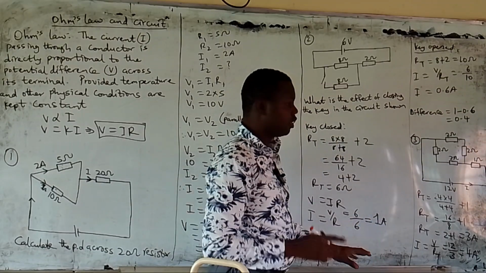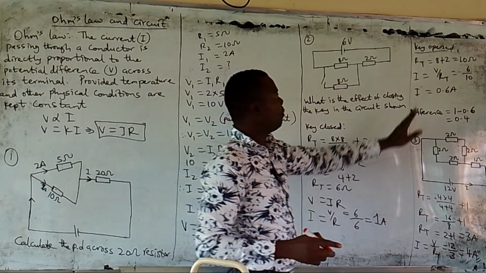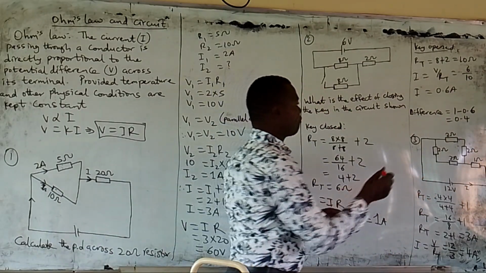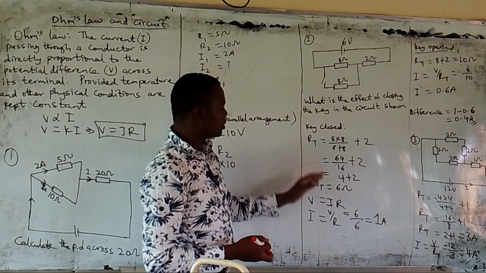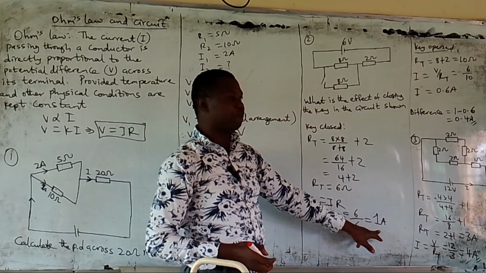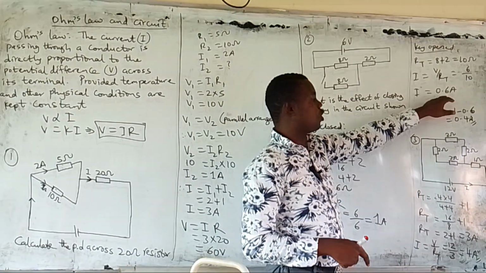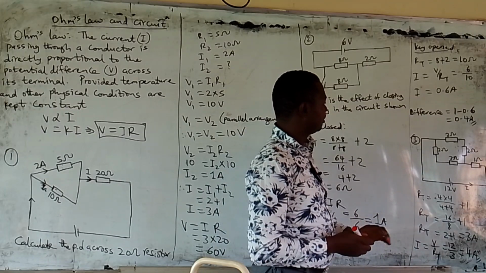Now you can see the difference. When the key is closed, the current flowing through the circuit is 1 ampere. But when the key is open, the current is 0.6 ampere. So what's the difference? 0.4 ampere. So when the key is closed, the current increases by 0.4 ampere. But when the key is opened, the current decreases by 0.4 ampere.